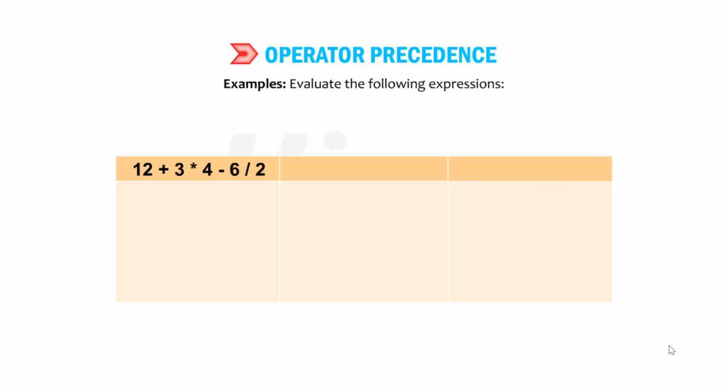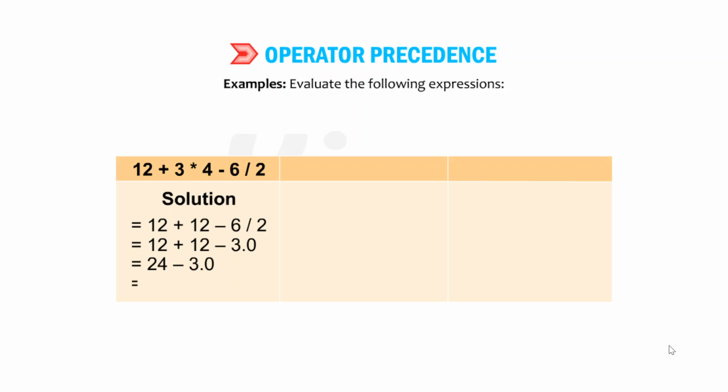12 plus 3 into 4 minus 6 divided by 2. Solution: equals 12 plus 12 minus 6 by 2. That is equal to 12 plus 12 minus 3.0. That is equal to 24 minus 3.0, which is equal to 21.0.